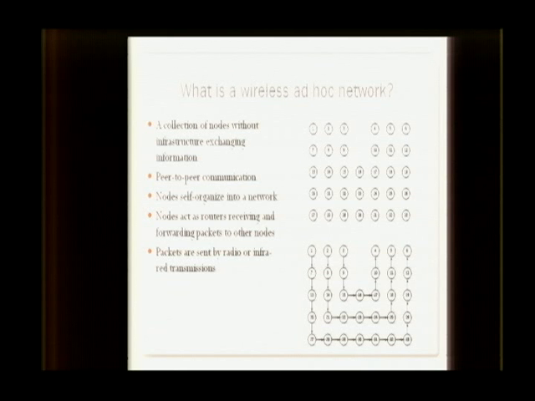So what is a wireless ad hoc network? Tell me if there's anything anybody doesn't know. A collection of nodes without an infrastructure. They are exchanging information. They are doing some larger purpose, but the nodes themselves may start out not even knowing who their neighbors are. They have to self-organize into some sort of network. They communicate peer-to-peer, and they move information through intermediate nodes from source to destination. The nodes act as routers, handling the intermediate traffic, and the packets are sent by radio or infrared transmissions.